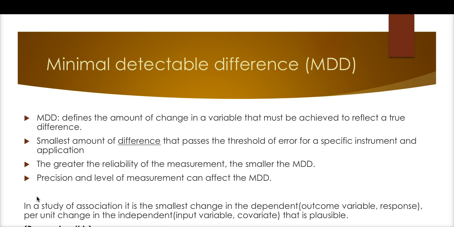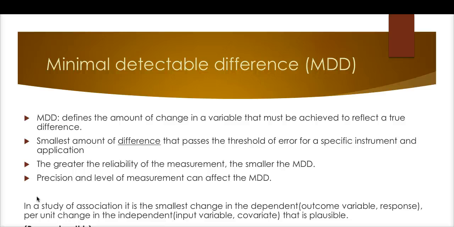Moving forward, I'm going to discuss some things that we're looking at where we're looking at outcome measures, some of which we've talked about. Minimal detectable difference is one of them. MDD defines the amount of change in a variable that must be achieved to reflect a true difference. This is the smallest amount of difference that passes through the threshold of error for a specific instrument and application. The greater the reliability of the measurement, the smaller the MDD.